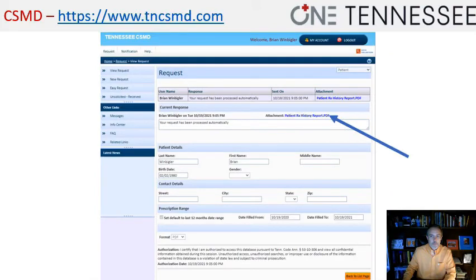You'll see it come up like this. It'll say your request has been processed automatically. It will have the patient's information there, and you'll see an attachment. It says Patient RX History Report PDF. Click on that, and if you have a PDF reader, that should open automatically.